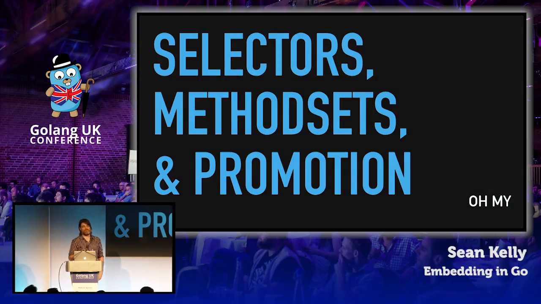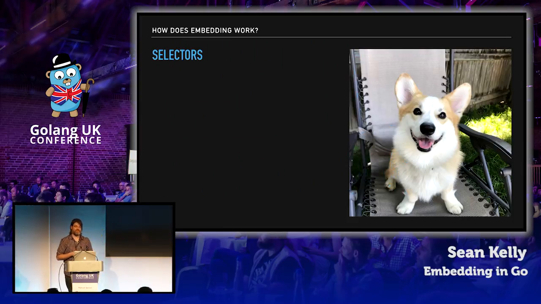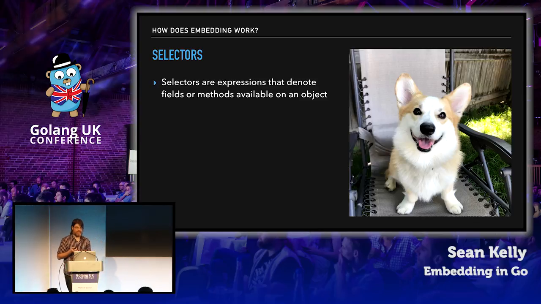And so the three things that we're going to talk about when we talk about embedding, and especially how it behaves, are selectors, method sets, and promotion. In the context of this talk, selectors and method sets are really only important as they behave in relation to promotion. Promotion is the big thing. Selectors and method sets are important to the language as a whole, but for us right now, we're just going to define what they are so that we can talk about them. So selectors are any expression that denote a field or method available on an object.